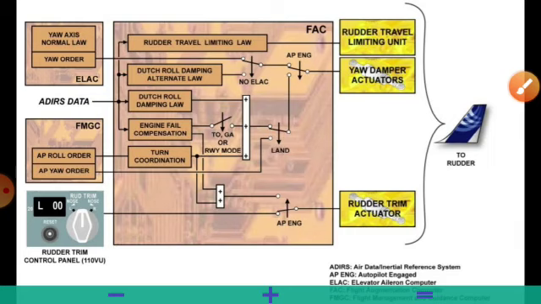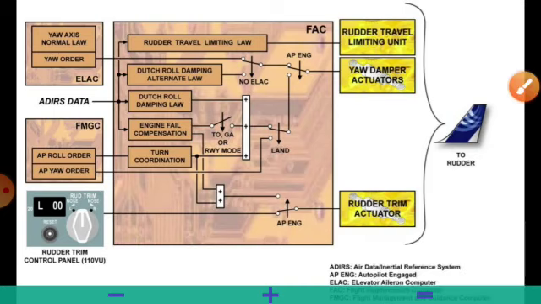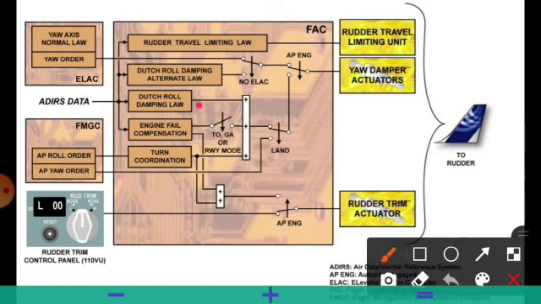And now we will discuss the functions in normal law available with the ELAC. All the functions you can see here with the FAC inside. Here it is written, threshold damping for the aircraft moving in Dutch roll. When its yaw movement is disturbed, Dutch roll damping controls the rudder movement.